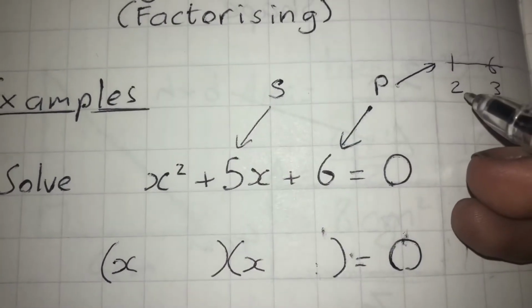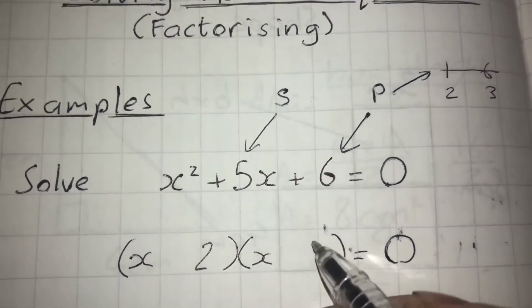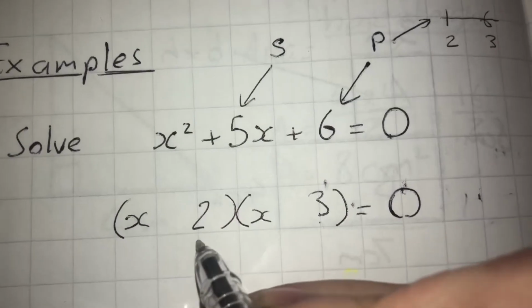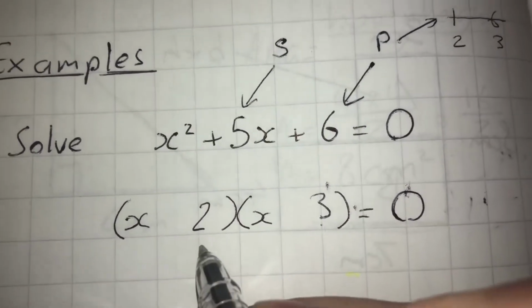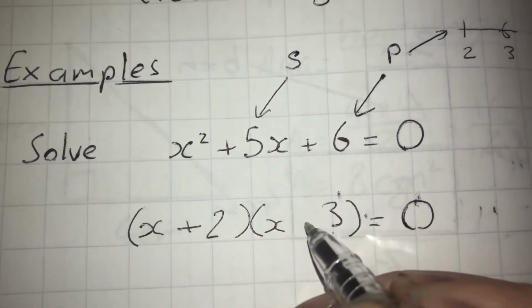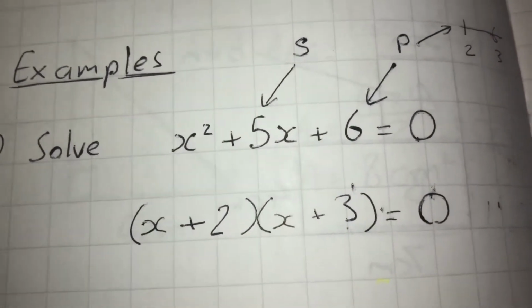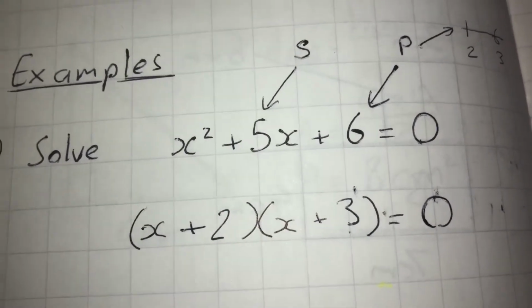So my second number in each bracket must be 2 and 3. And again, when everything's positive like this, it doesn't matter if I put 2 here and 3 here, or 3 here and 2 here. Again, because everything's positive, both terms are also plus inside the brackets. Okay, now that is the equation factorized.